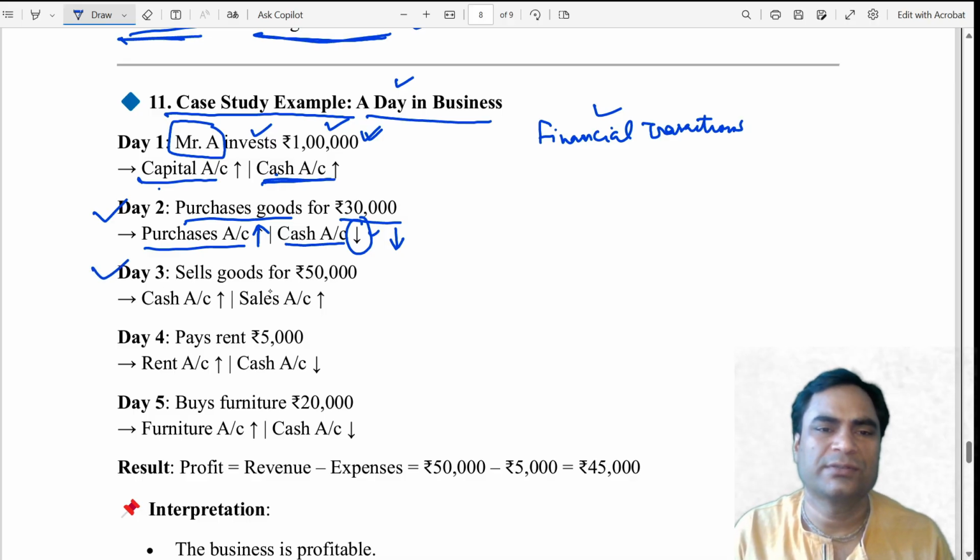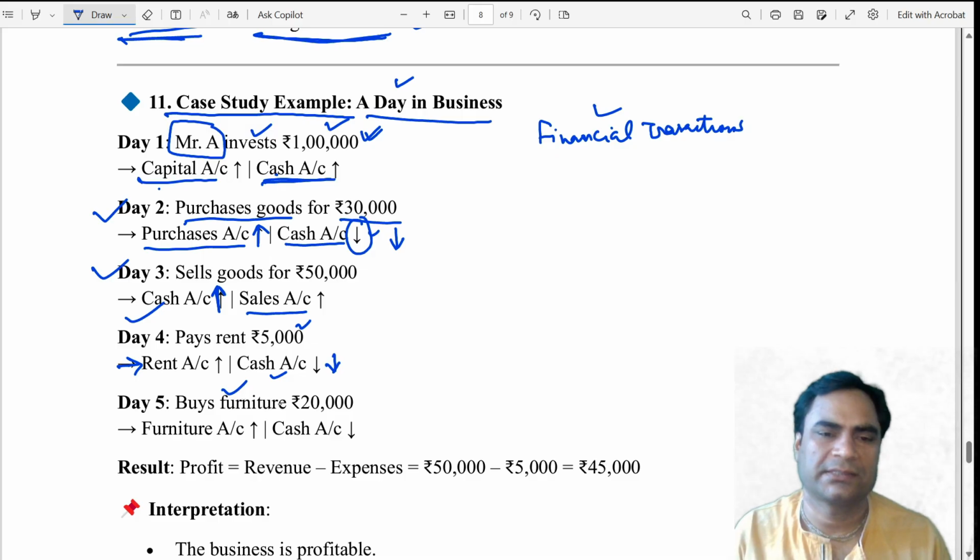Whenever you sell the goods, ultimately cash would be coming in, it is increasing. So cash account is involved, and the sales is also increasing here. You pay rent to somebody, rent account is an expense, and it is increasing, but cash would be going out, cash would be decreasing with 5,000. So rent is involved, cash is involved.